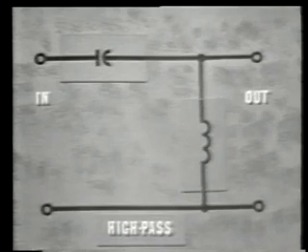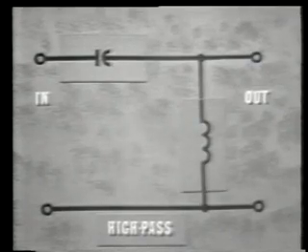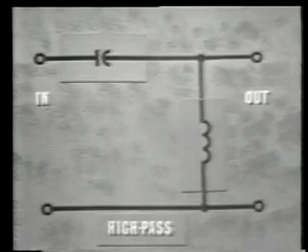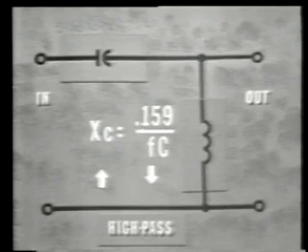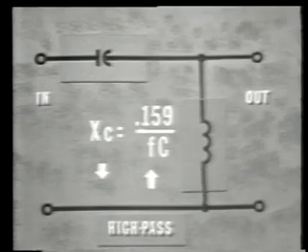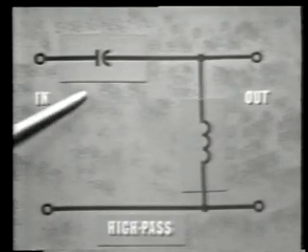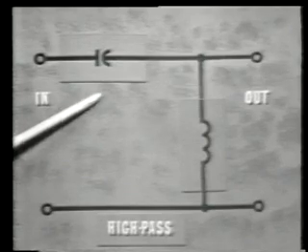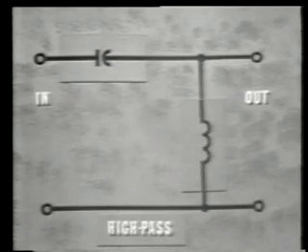Well, we know that in order to reject low frequencies, the series opposition must be large at low frequencies. Well, this is true of the capacitor. It offers very large opposition to low frequency currents. But at high frequencies, the ones we want to pass, the series opposition must be small. Again, this is what the capacitor provides. So, a series capacitor is always used to pass high frequencies and reject low frequencies.